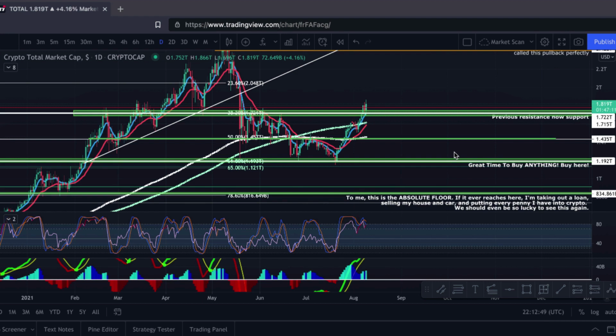Anyway, I was expecting the crypto to be range bound for a couple months, but now it's apparently not. So I don't really know what else. I'm going to put the rest of the notes on here when I go through the market.